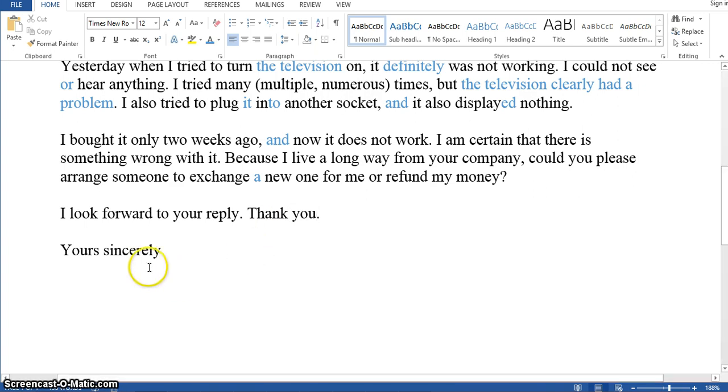And Sarah has very correctly chosen the best way to finish any formal letter. It's the most common, it's the easiest. Yours sincerely. And she'll just put her name in here. So wonderful work, Sarah. Thank you very much.